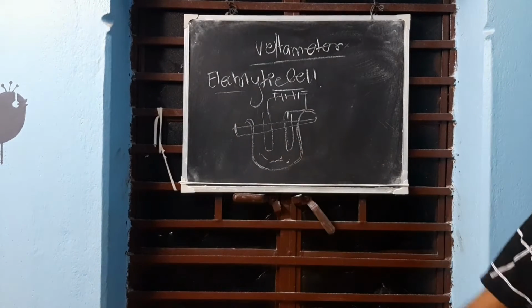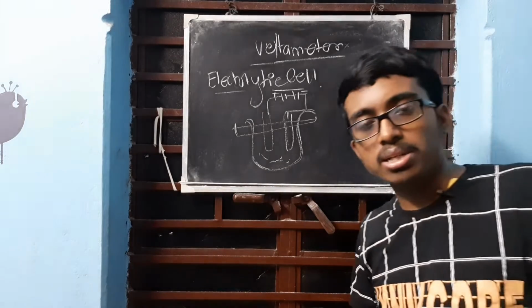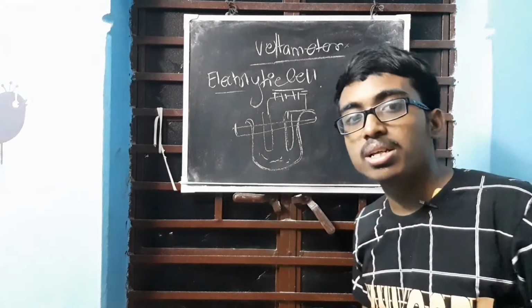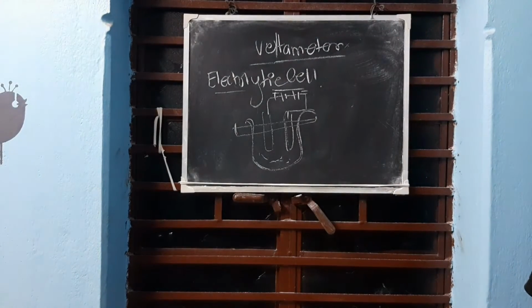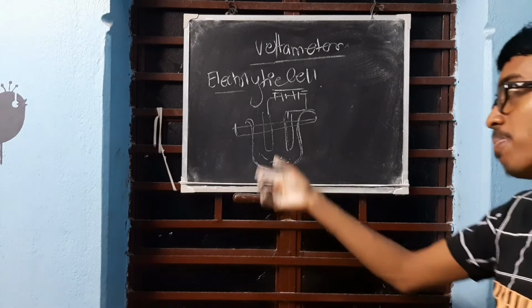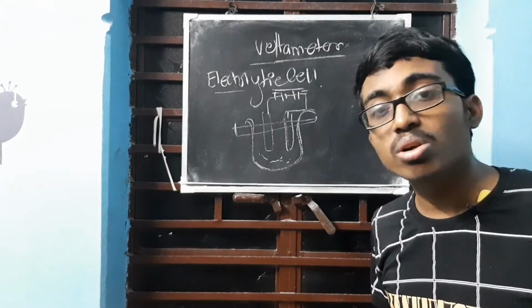You can see the two electrodes dipped inside it. Two electrodes immersed in a solution of electrolyte to bring about a chemical reaction is said to be an electrolytic cell. Clear? Electrolytic cell will convert which energy to which energy? Common sense. Battery is there, so electrical to chemical. Electrical to chemical.